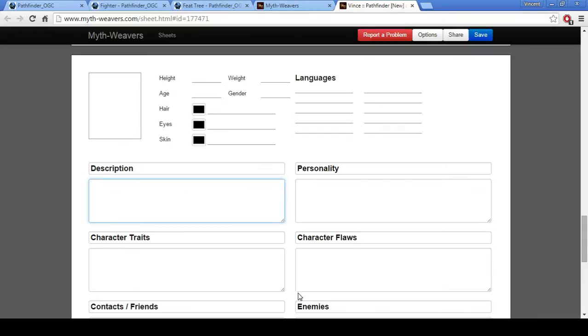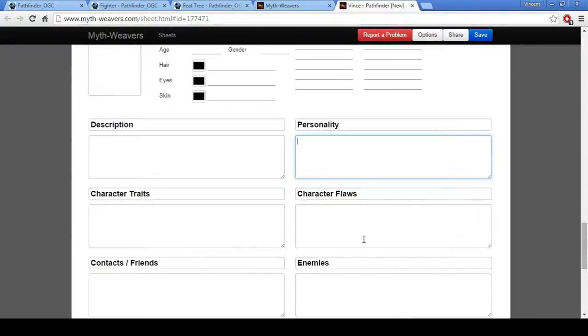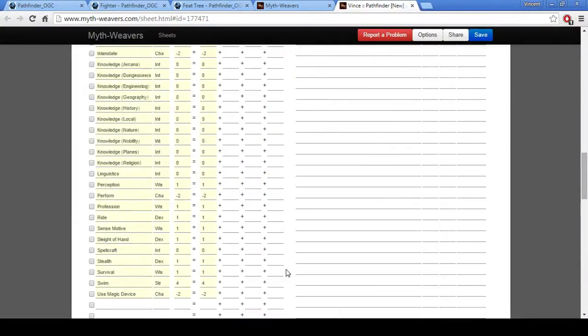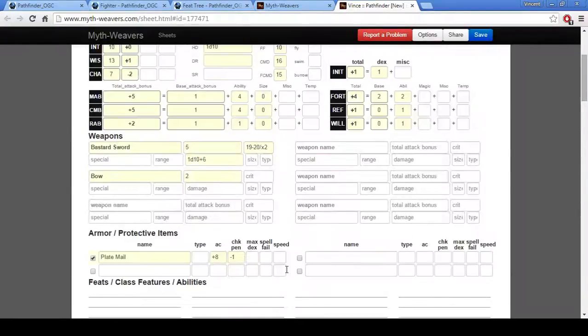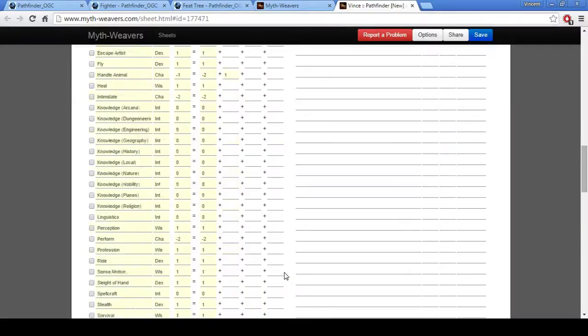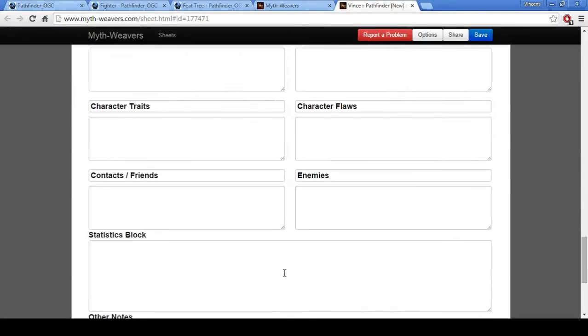It's like, hey, here's a description of my character. This is what my character is like. This is what my character's flaws are, and all kinds of things about it. And you've got a nice little space for private notes. One thing that you may need is, oh, they don't have this on this character sheet.